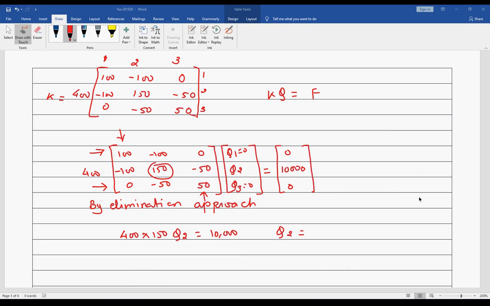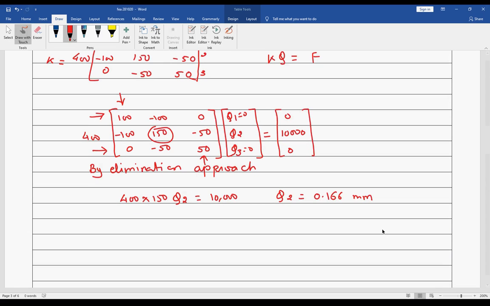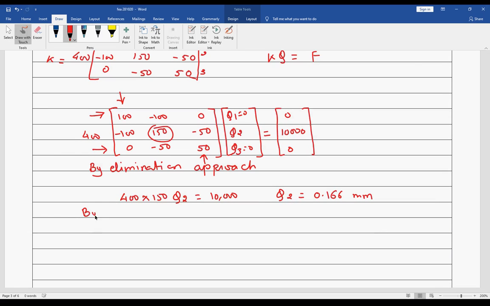So has anybody got the value? Okay. So 0.1666 mm. Great. Now the same problem we are going to solve by the penalty approach.